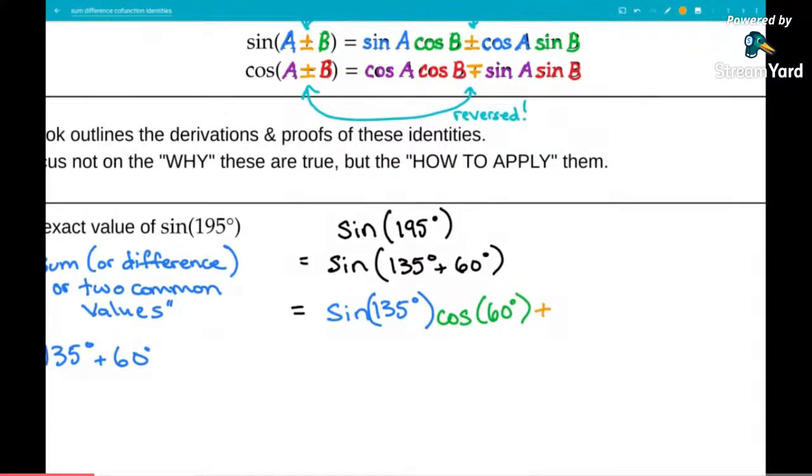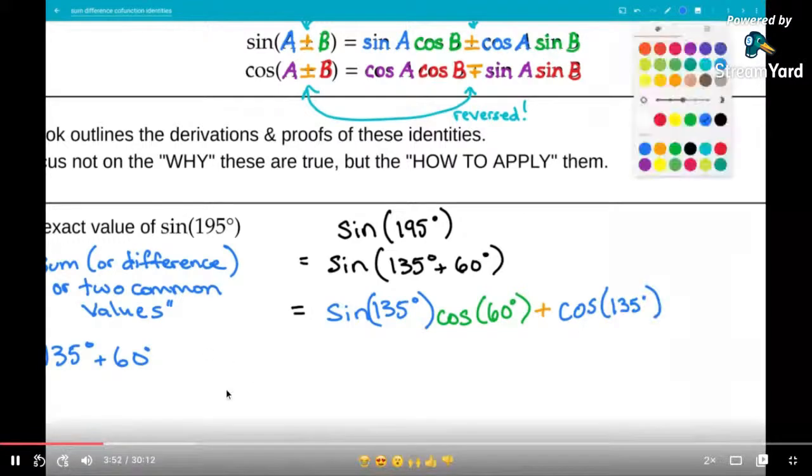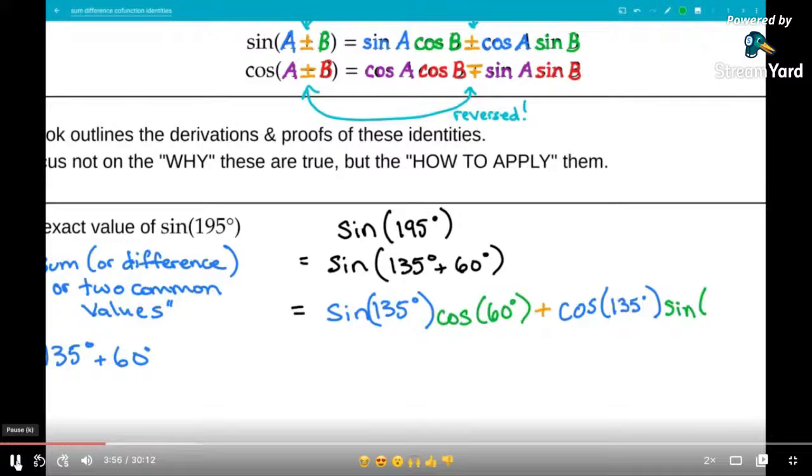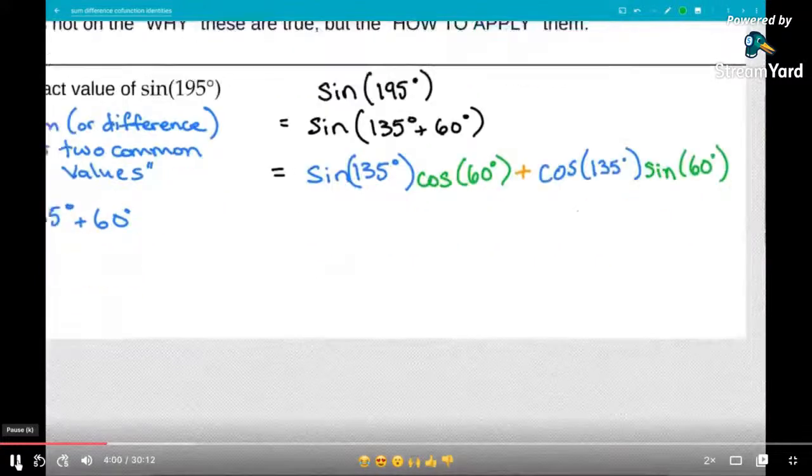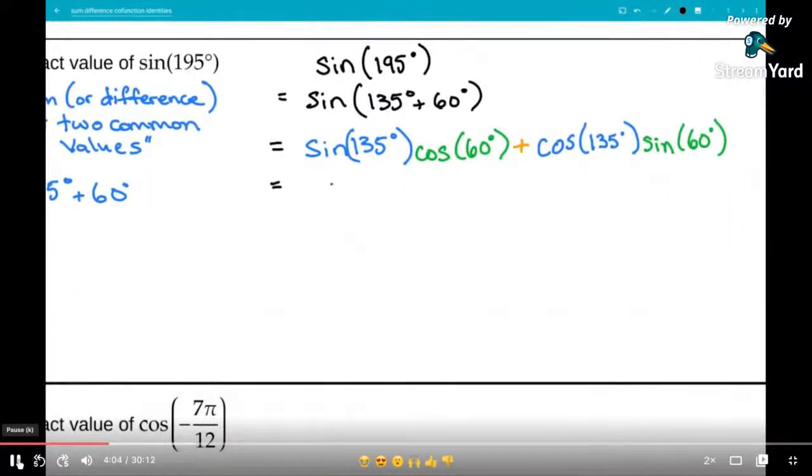I'll pause right here for a second. Pay attention to the color. Looking at the sine of A plus B, we take the sine of A, in this case 135, and we also take the cosine of B. We're going to multiply those values together momentarily. Then we take the cosine of 135 and multiply it by the sine of 60. Again, we're about to evaluate those and do the products. The rest now are just values found along the unit circle.